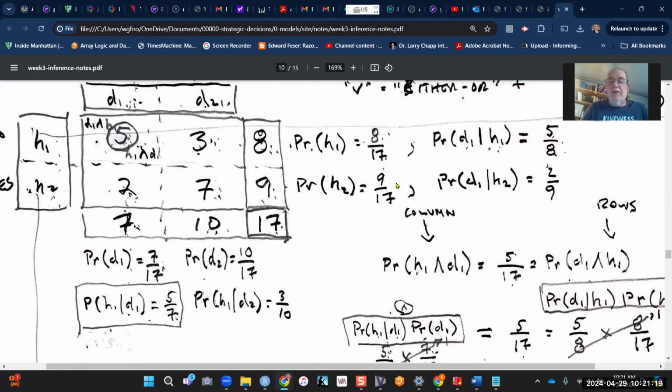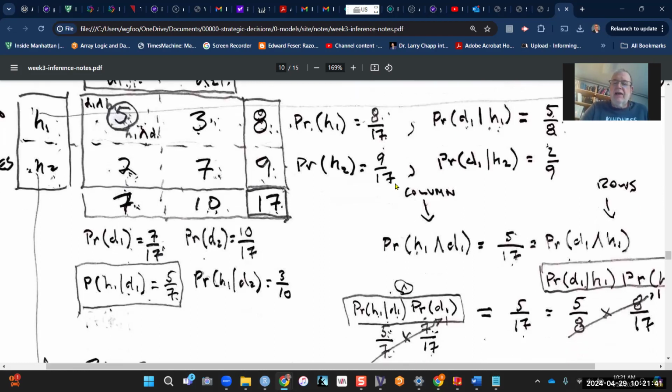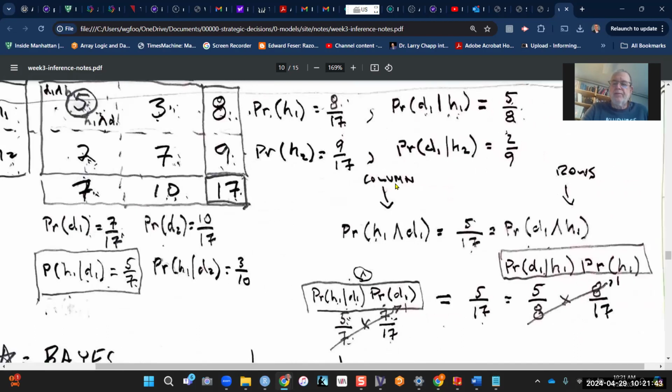The both-and of: we see this hypothesis, and given this hypothesis, we see this data. So we see this hypothesis operating 9/17 of the time. 9/17 of 2/9 gives us an interesting idea. Okay, so let's use that thought down here.